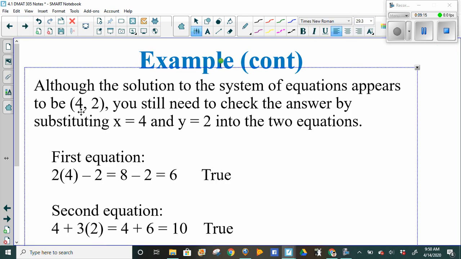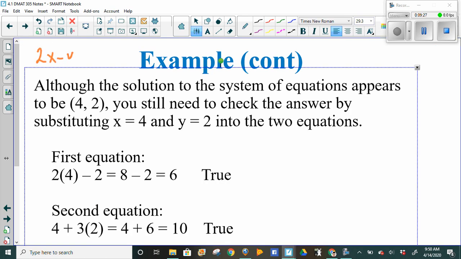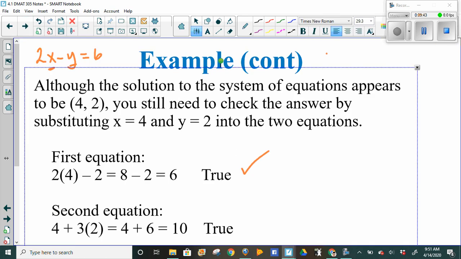So if we plug in the 4 and the 2, remember our first equation was 2x minus y equals 6. So we're going to plug in the 4 and the 2: 2 times 4 minus 2. 8 minus 2 is 6. True. And then our second equation was x plus 3y equals 10. So we're going to plug in the 4 and the 2: 4 plus 3 times 2. So 4 plus 6 is 10. So that's also true. So that's why that solution works.